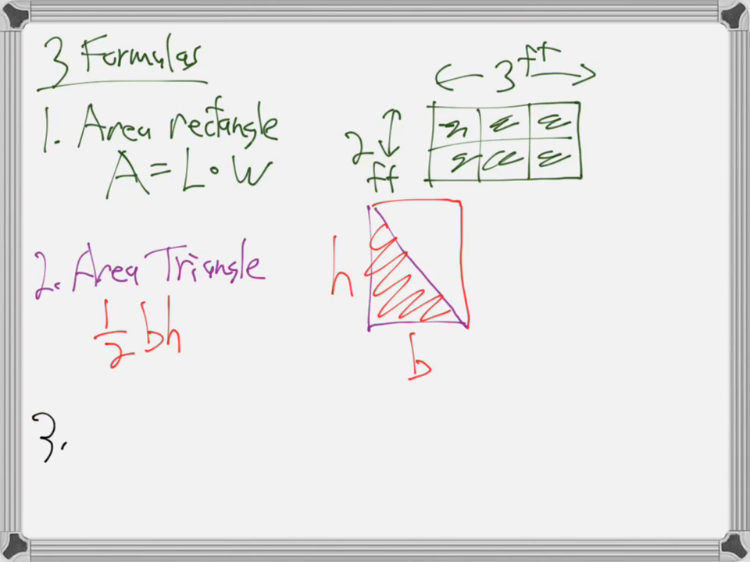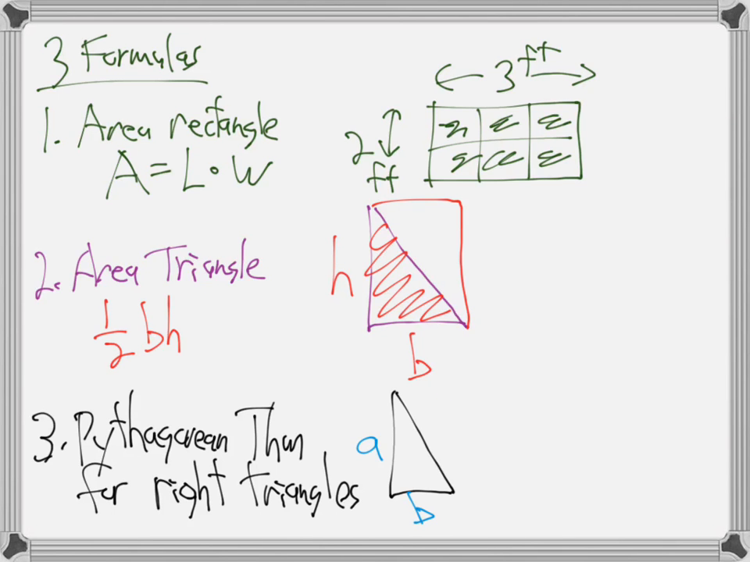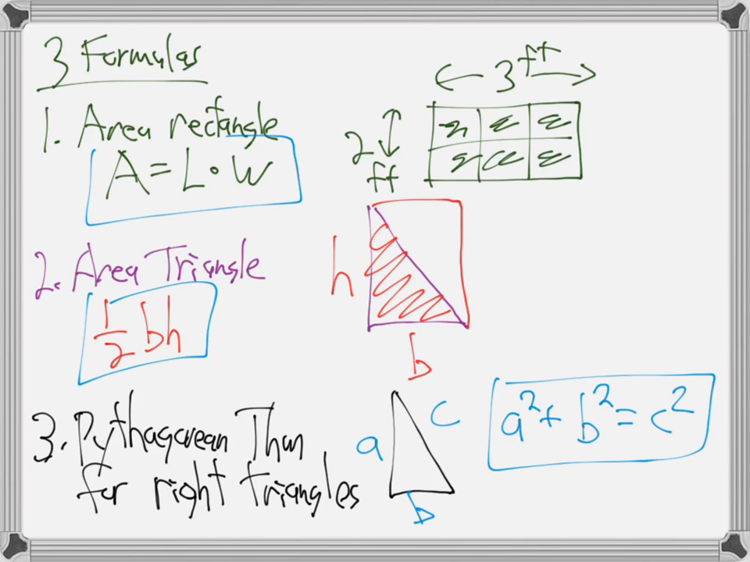Okay, and third, there's something called the Pythagorean Theorem for right triangles. Do you know that one? So this is another one for triangles. Yeah, exactly. A, B, C. A squared plus B squared is C squared. So there's the 3 formulas we're going to use in the word problems in this section. It's going to be those 3. So you just got to identify which formula and then just start using it.